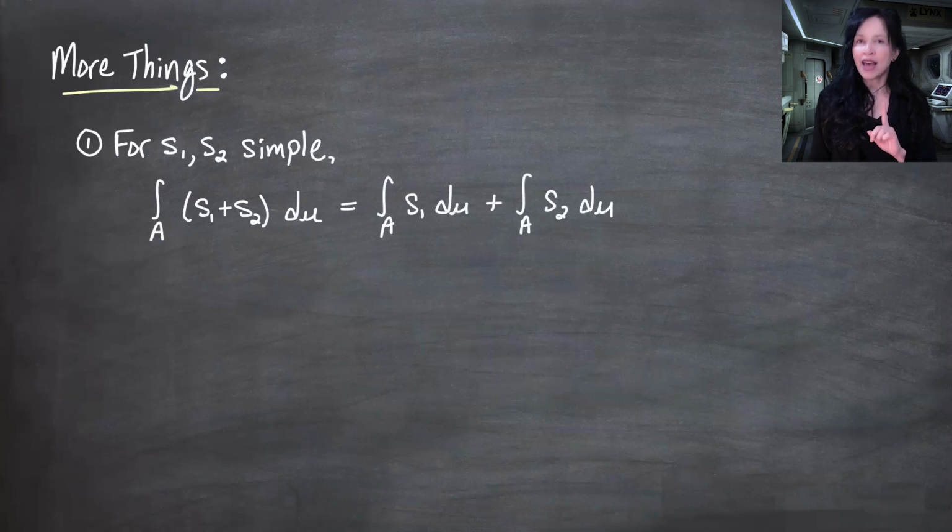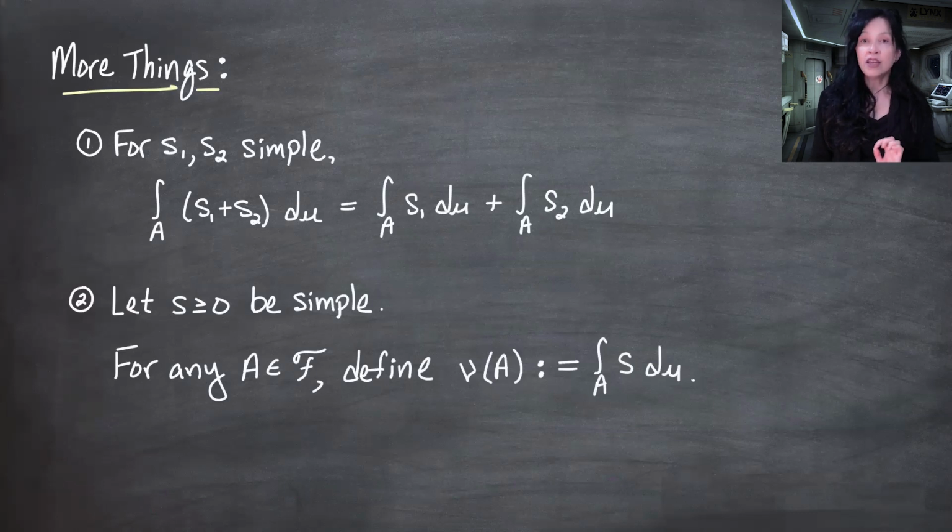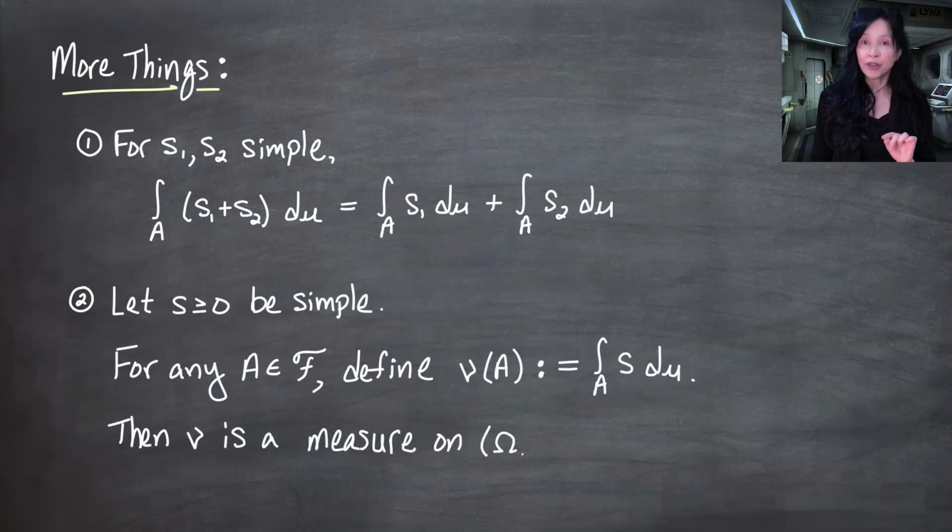and go on to number 2 in my list of things here. If S is a non-negative simple function, I'm going to take any set A in curly F and define a function nu of A to be the Lebesgue integral with respect to mu of S over A. And you can imagine me choosing any A in F. And if you look at every single A in F and look at this expression, I claim that this is a measure on the space omega and curly F.